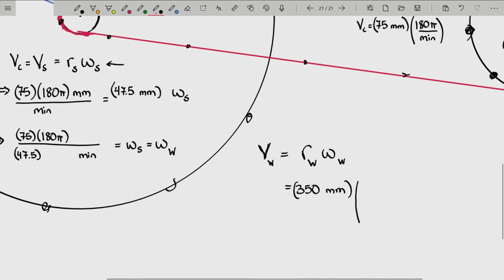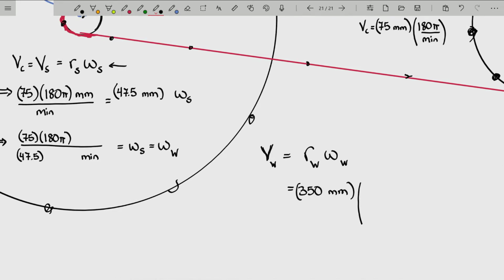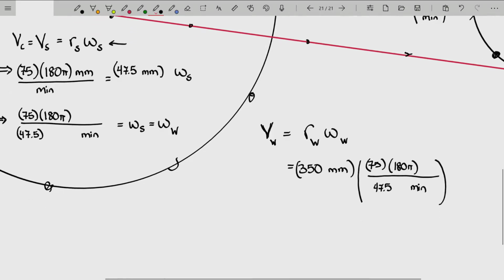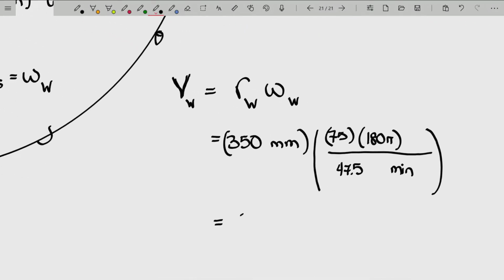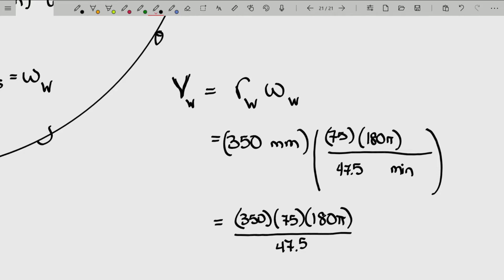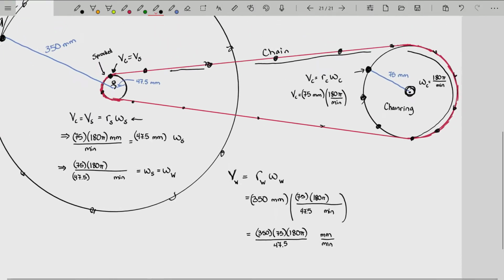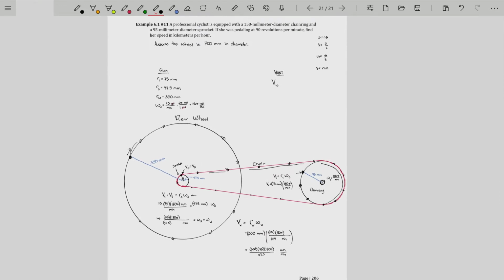And so that's what we're going to replace here. The angular velocity of the wheel is therefore 75 times 180 pi, and that's in radians, over 47.5, and this is in minutes. And notice what we have, millimeters per minute. Whatever this number is, this is how quickly the tire is spinning linearly, like how fast the tire is moving along the ground. But it is not listed in kilometers per hour or anything like that. This is listed in millimeters per minute. And I think, let me zoom out, that we want our answer in kilometers per hour, yes.